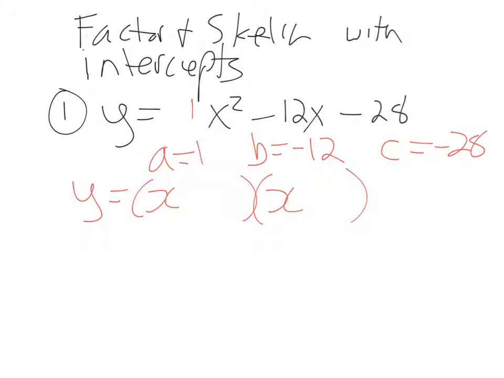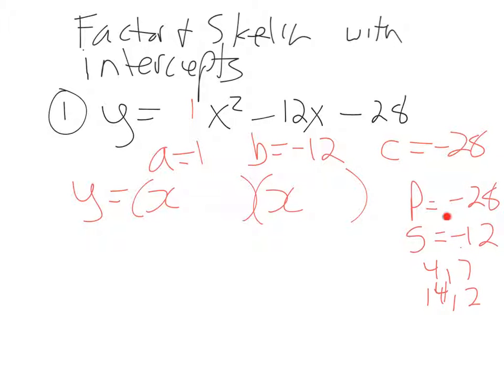So what I need to do is to come up with two numbers. The product is a times c, which is 1 times negative 28. If the product is a times c, that means the two numbers have to multiply to negative 28, and they have a sum. They add up to b, in this case negative 12. So what numbers multiply to 28? Well, 4 and 7, 1 and 28, 14 and 2.